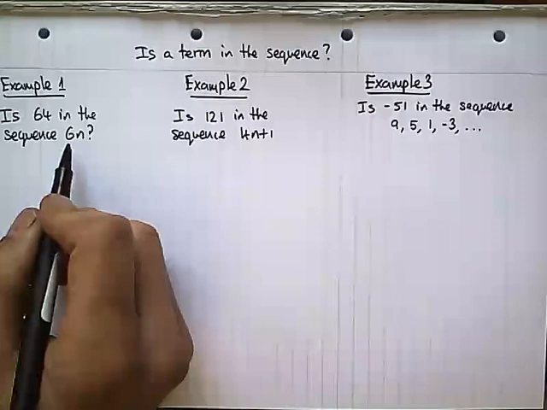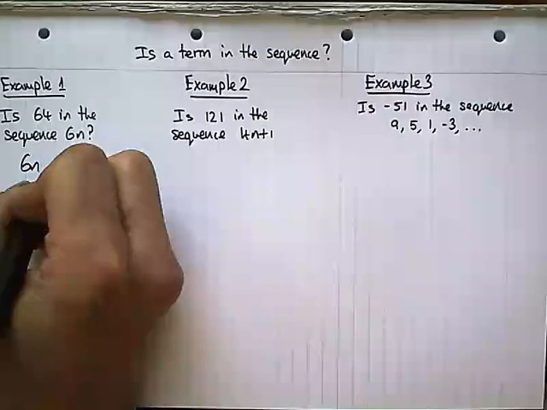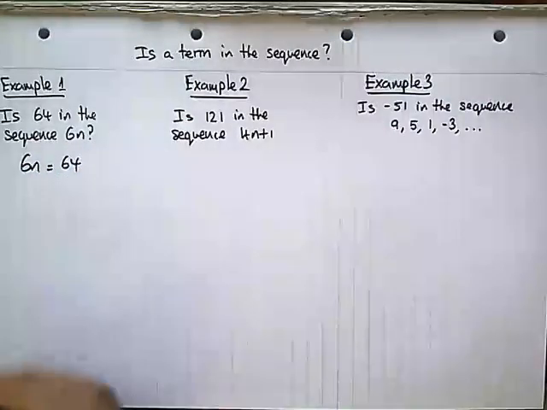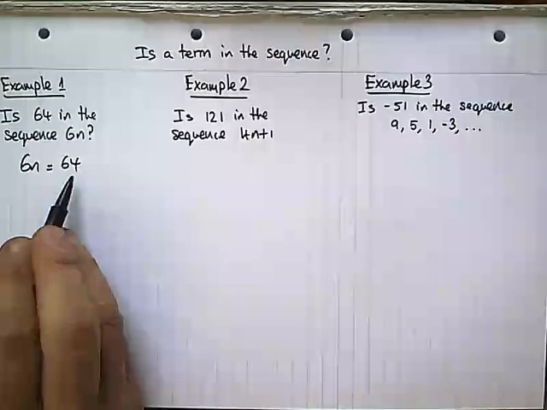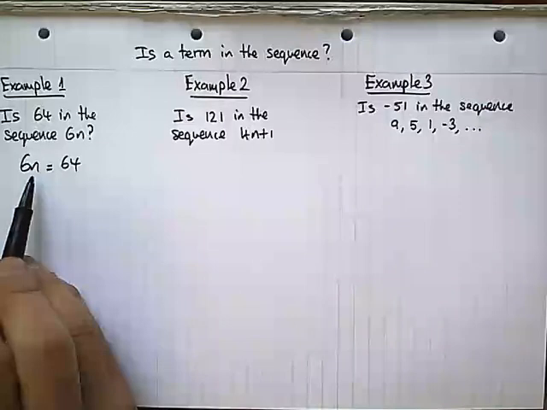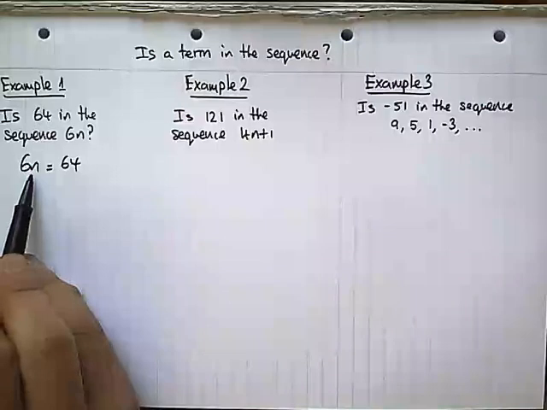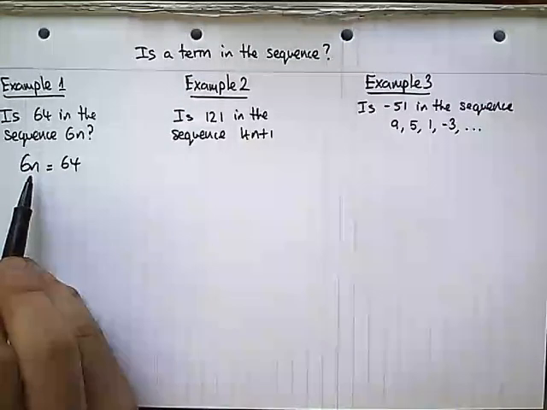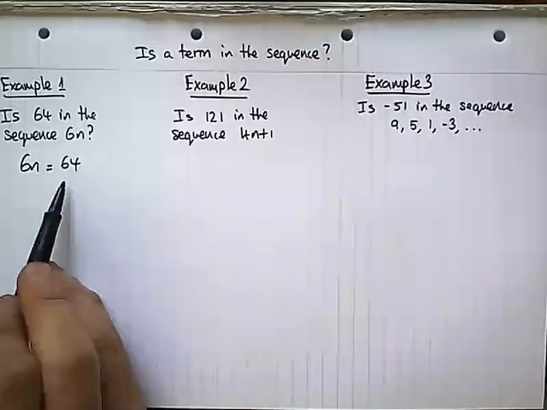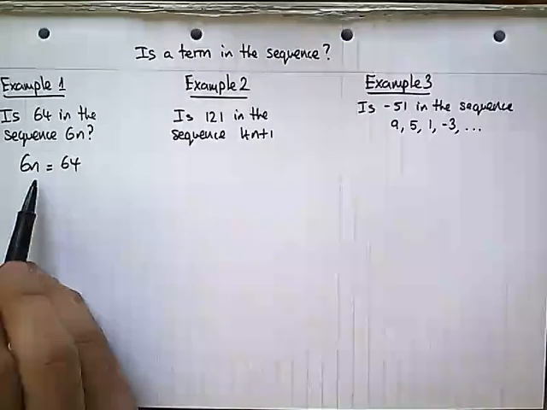So what we're saying is, if this is in the sequence, then 6n is going to be equal to 64. Now, if you remember, the n values are whole numbers. You have the first term, the second term, the third term, the fourth term, the fifth term, the sixth term, and so on. So the n value should be a whole number. If I can solve this equation and show that n is a whole number, then it's in the sequence. If it's not a whole number, then it's not in the sequence.